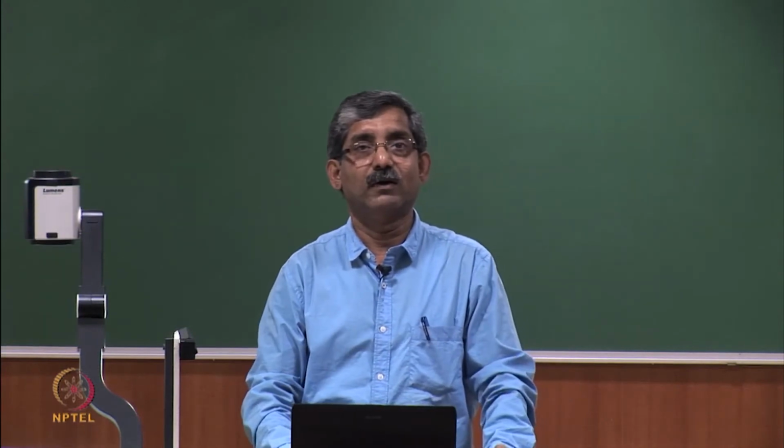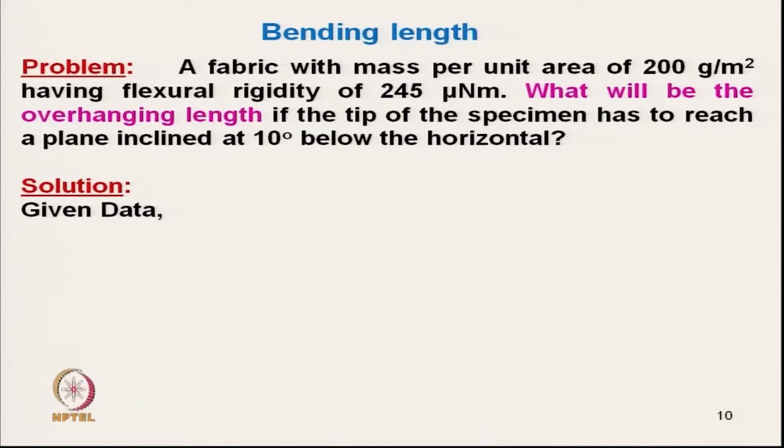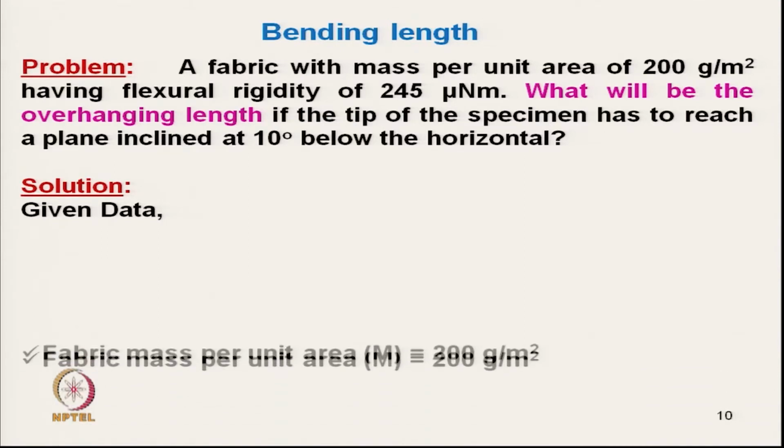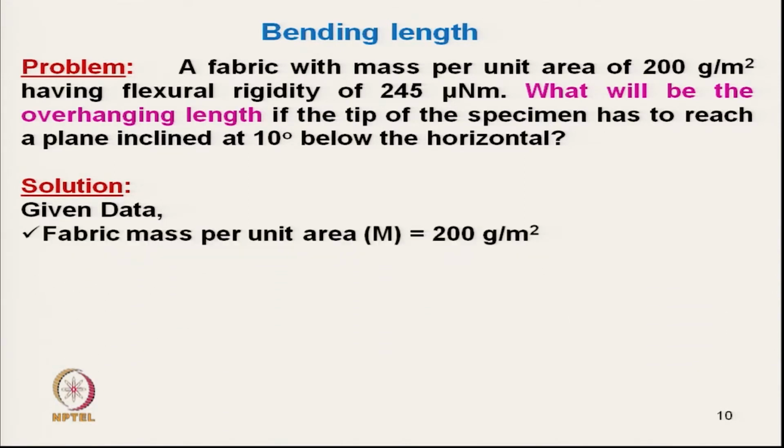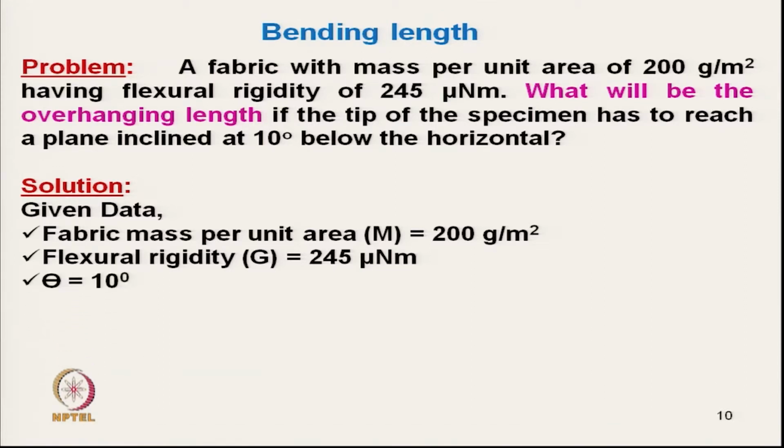Now, the solution. If we see the data given here, the fabric mass per unit area is given as 200 gram per square meter, flexural rigidity is given, G is equal to 245 micronewton meter, theta is given as 10 degrees, and we have to calculate the overhanging length.